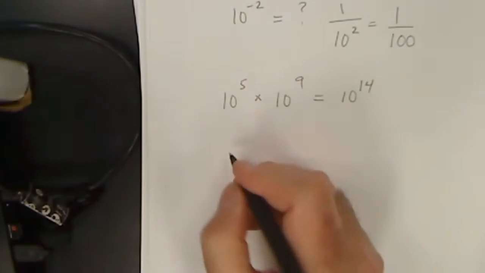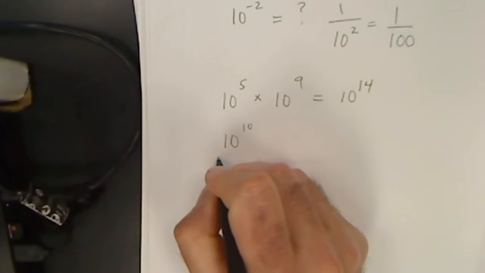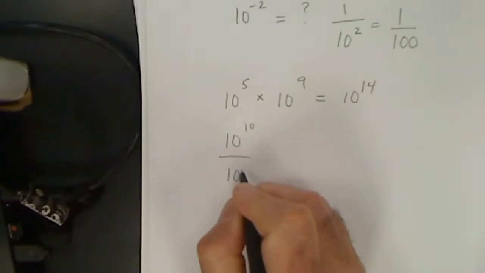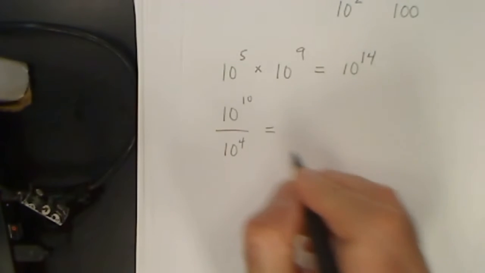Okay, let me show you one more thing. What about 10 to the 10th divided by 10 to the 4th? What do you get?